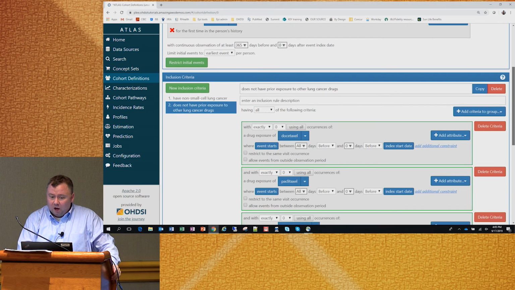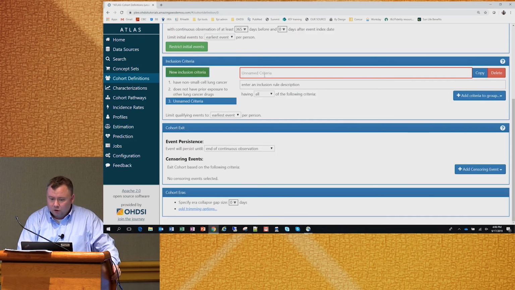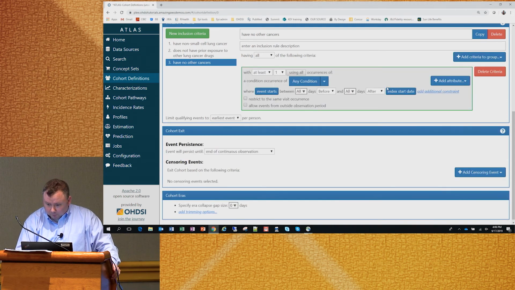Okay, so we've got our nivolumab. They have to have non-small cell lung cancer. They have to not have exposure. And then we said they have no other cancers. And we specifically decided that that was all time in their history, starting at day 0, or starting at day -1, because they have to have the lung cancer.